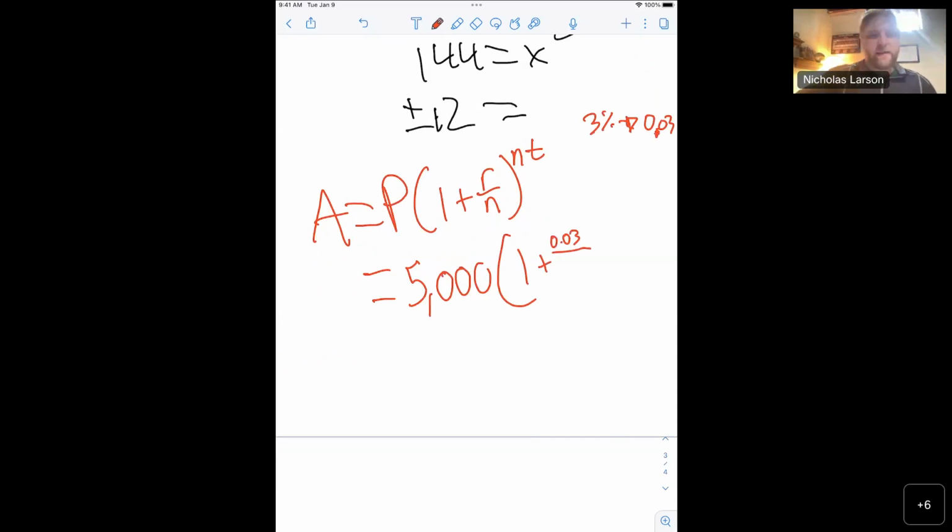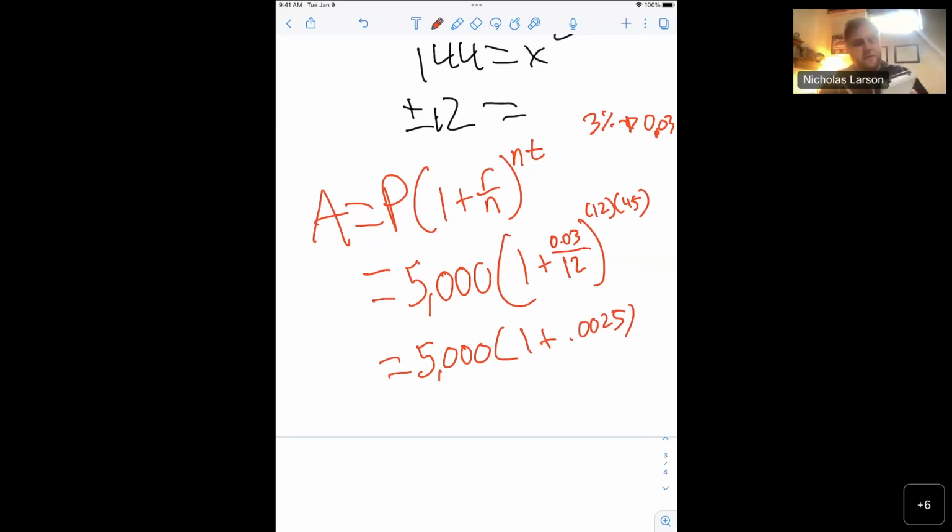0.03. N stands for how many times it's compounded per term, and this says compounded monthly, which gives me 12. And then my time was 45 years. So after 45 years, I'm going to simplify some of this. Let's get 0.03 divided by 12 a little more simplified. So that equals 1 plus 0.0025. And then let's do 12 times 45 as well, which is 540.